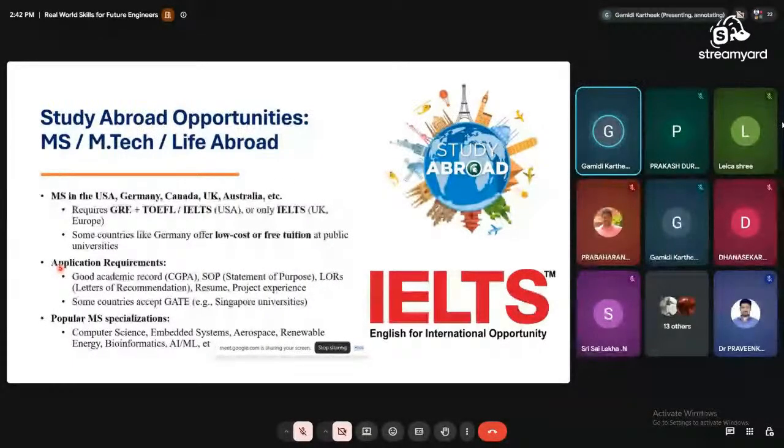foreign universities. Okay, so you can have MS specializations in computer science, embedded systems, aerospace, renewable energy, bioinformatics, AI and ML, data analytics. Many opportunities are awaiting for you. So whether you settle in India or you go abroad, it's up to you. The preparation should start from first year itself, right?